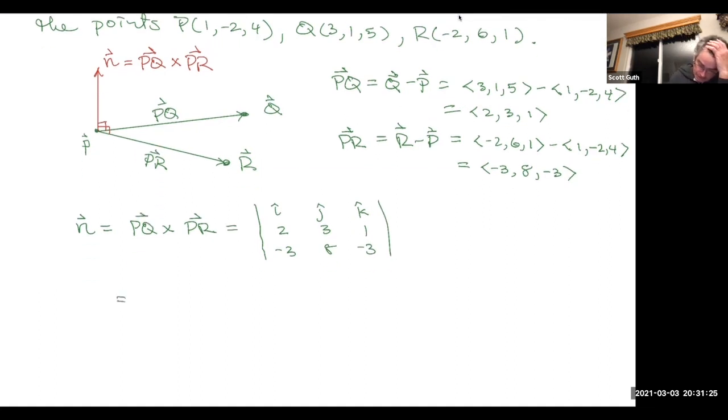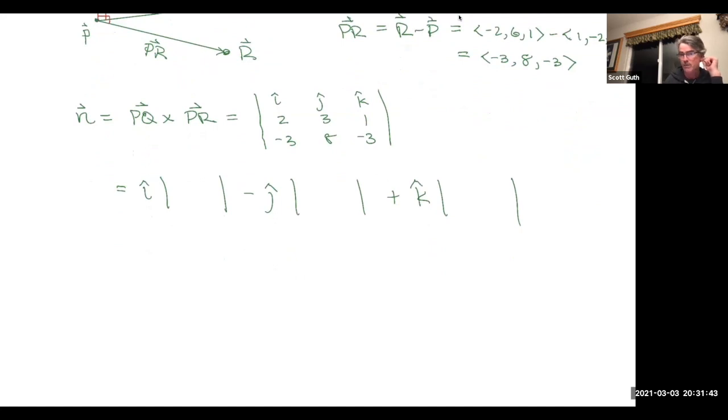And so again, I always write i hat times a minor minus j hat times a minor plus k hat times a minor. I know some of you have different ways of doing 3x3 determinants. That's fine. My way generalizes to higher dimensional determinants, so that's why I do it this way. For the i hat part, I block out the row and column for i hat, and I get 3, 1, 8, negative 3. For the j hat, we block out the j hat column, and we get 2, 1, negative 3, negative 3. And for the k hat, we get 2, 3, negative 3, 8.